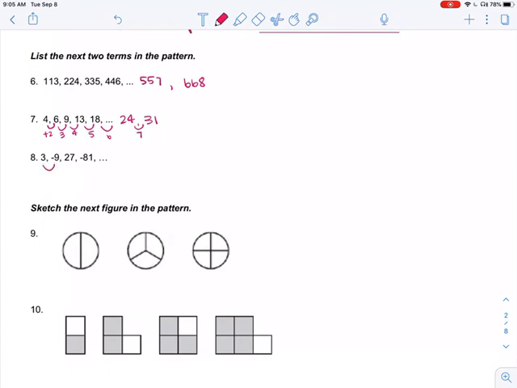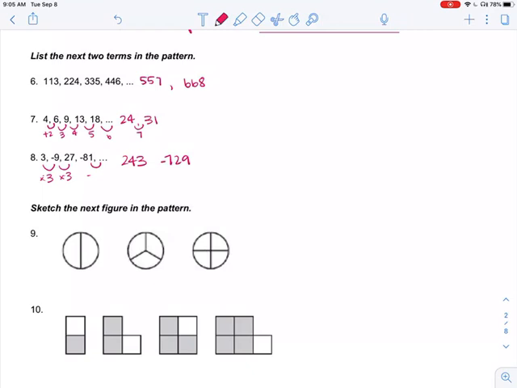Here I am multiplying by 3, but not only by 3, I'm also flipping the sign, so I'm multiplying by -3 each time. So a negative 81 times 3 would give us a negative 243. And if I do 243 times 3, that will give us 729. And then if we look at our signs here, a negative times a negative gives us a positive 243 and a negative 729.